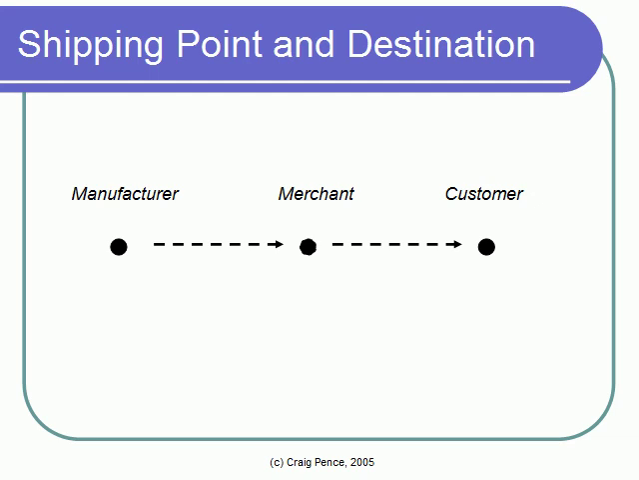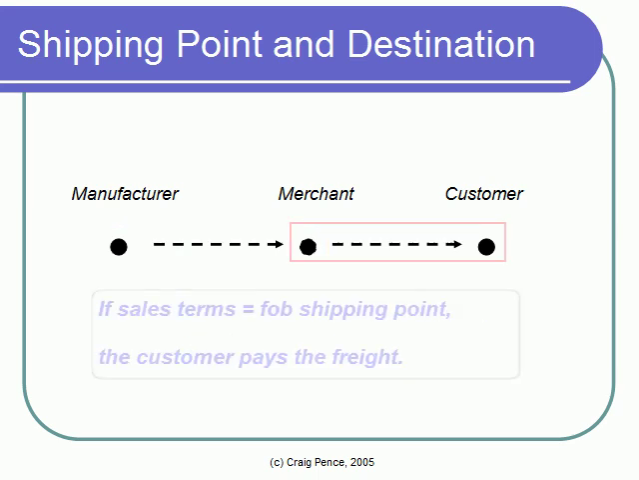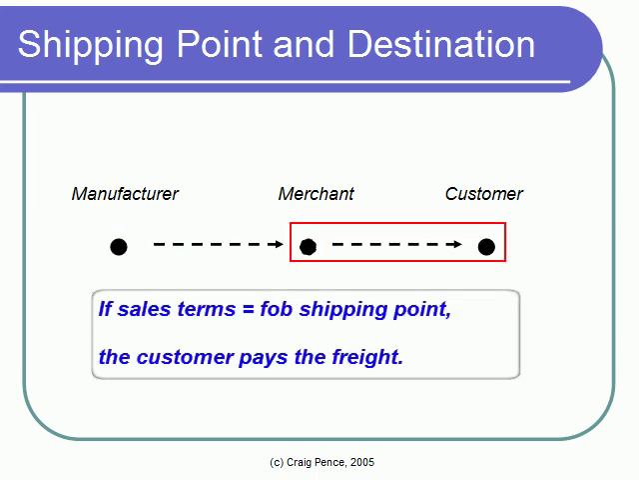Until you get used to them, the shipping terms can be a little confusing. For example, if a merchant makes a purchase, terms FOB shipping point, then the merchant is responsible for paying the freight from the manufacturer's place of business to the destination. But if the merchant makes a sale of items to a customer, terms FOB shipping point, it's the customer who's responsible for paying the freight.